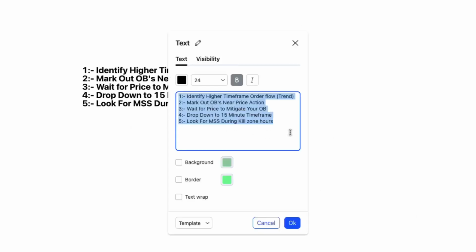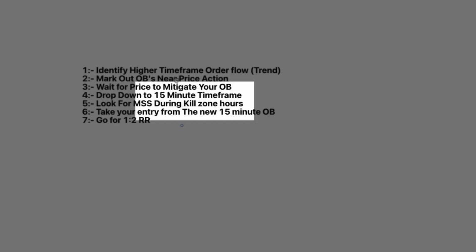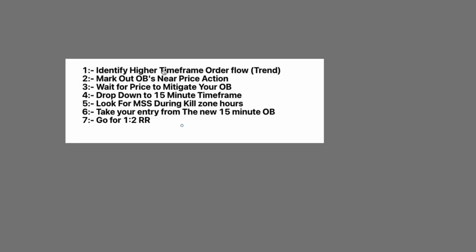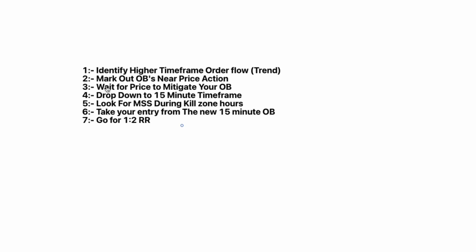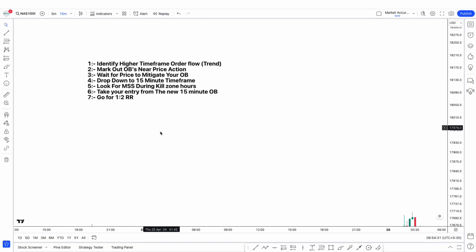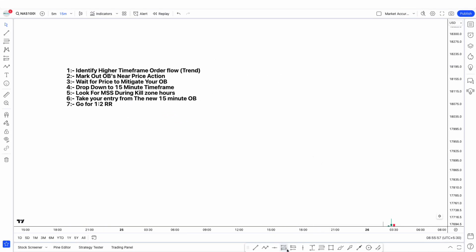Let's say you get a market structure shift. Take your entry from the new 15-minute OB during kill zone hours, and go for 1 to 2 risk to reward every single time. Here are the rules: you must identify a higher time frame order flow, mark out order blocks near price action, wait for price to mitigate your order block. This would look something like this.